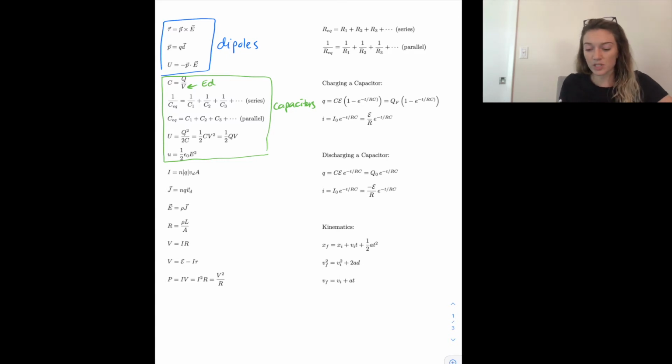But it's very important to remember, and this is what I mean by you have to study your formula sheet, we have two equations already for capital U. We have U equals negative p dot E, and U equals all of these things. It's very important to understand that this is the potential energy for a dipole in an external electric field, and this is the potential energy for a capacitor. And here, this lowercase u is the energy density in your capacitor, which is equal to capital U divided by the volume between your plates.